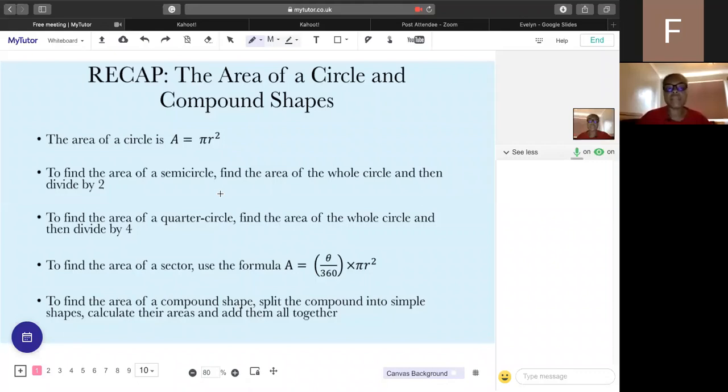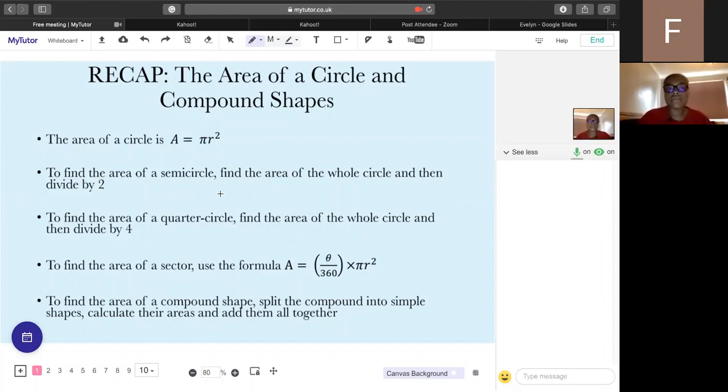If you want to find the area of a sector, use this particular formula. You take the angle in the sector, divide it by 360, and then multiply it by the area of a whole circle, which is pi r squared. Finally, we also looked at the area of compound shapes. To find the area of a compound shape, you should split it into simple shapes, like squares or rectangles, things which are easier to calculate the area of, and then calculate the area of each of those smaller shapes and add them all together.